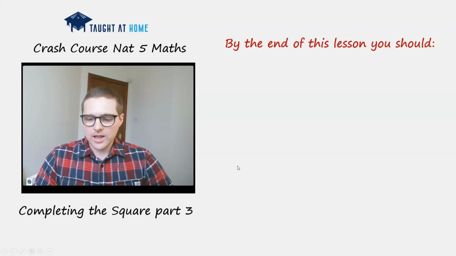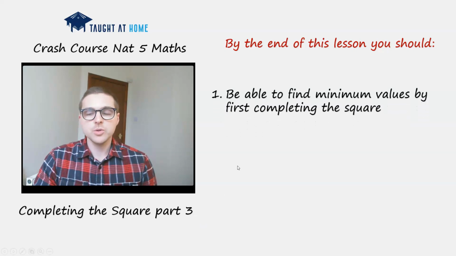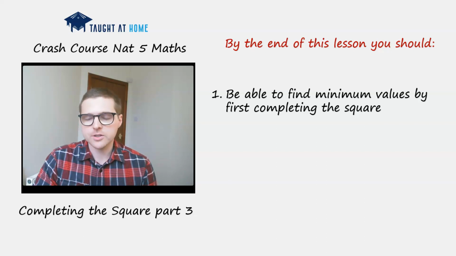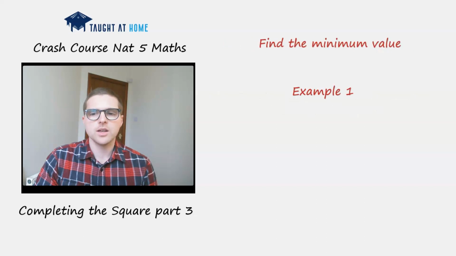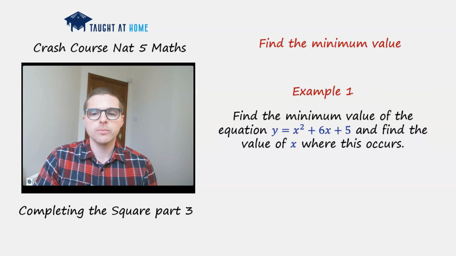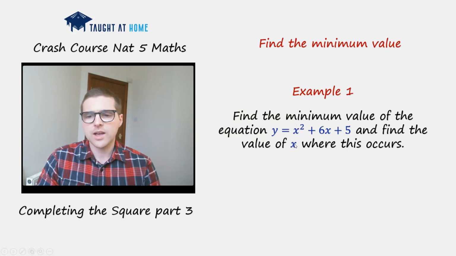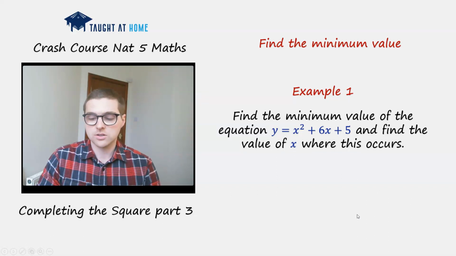So now let's look at finding minimum values by first completing the square, and it gives you some idea of the usefulness of completing the square. Okay, so example 1. Let's find the minimum value of the equation y equals x squared plus 6x plus 5. So we've got a quadratic trinomial here, and we're asked to find the value of x where this occurs. We're trying to find the minimum value of y, and at what point of x this occurs.